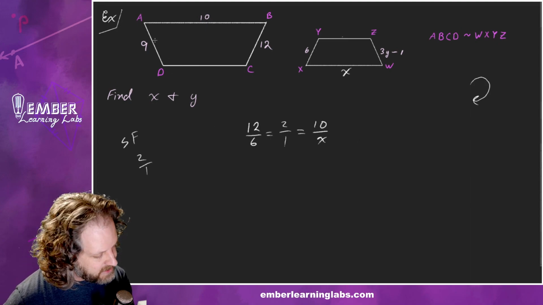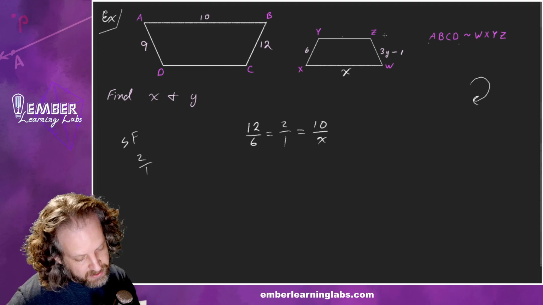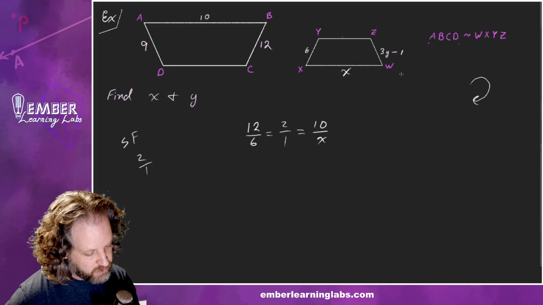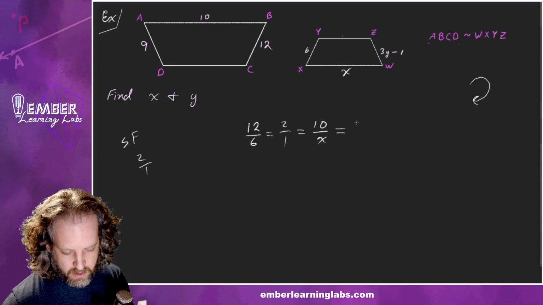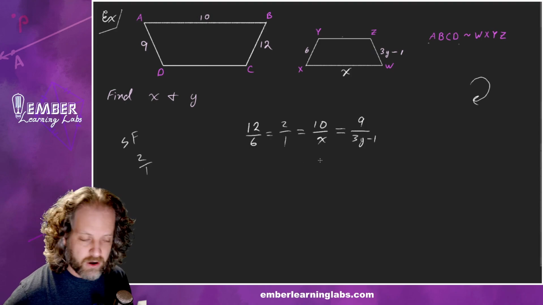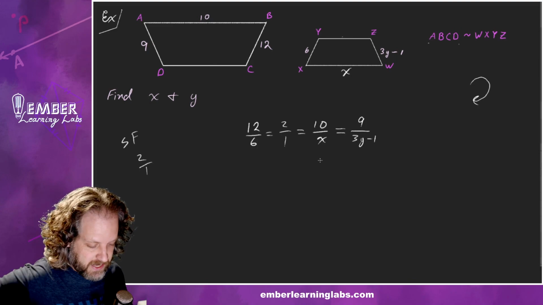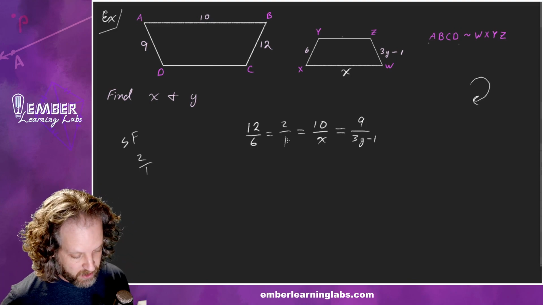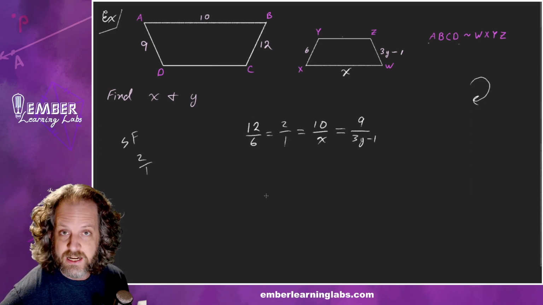We've got 9, this AD. So AD, that's these two outside edges, so that should be WZ. Where's WZ? WZ is this one. So AD goes with 3y minus 1. So this equals 9 to 3y minus 1. So we've got this big set of proportional things happening here. We just need to pull out some versions of it. Let's take this reduced scale factor version of this one, because that's going to be nice.